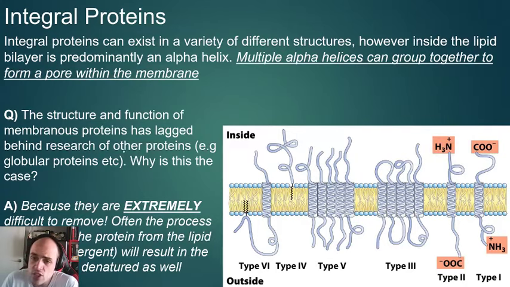The structure and functions of membranous proteins has lagged behind research of other proteins, for instance globular proteins like hemoglobin and myoglobin that we were looking at a few weeks ago. Why is that? Again, what I was alluding to before is because they are so difficult to remove, and the process of removing the protein from the lipid using that detergent, removing the lipid bilayer, often involves destroying the protein as well.